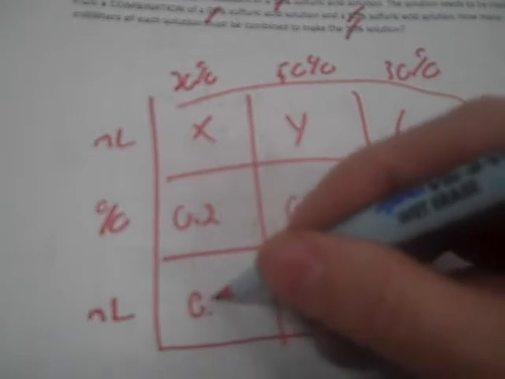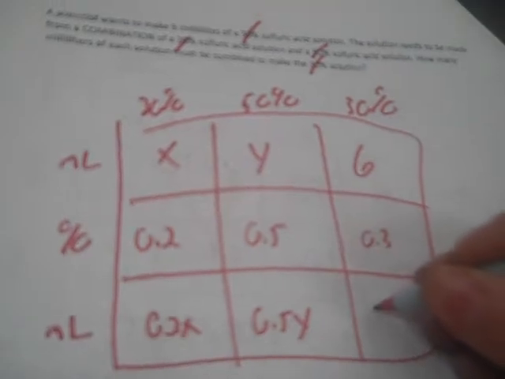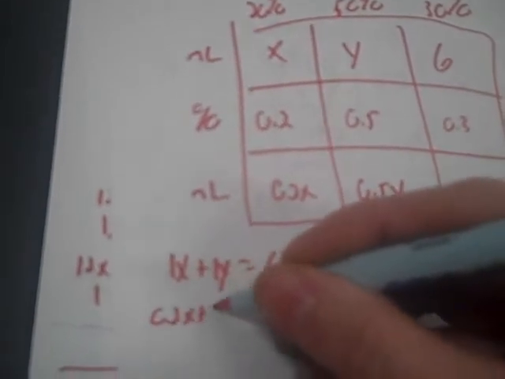Okay, now cross all those percents out. And the only thing I see for milliliters is 6, and that's of 30%. So that goes in the 30% column. That's X, that's Y. So we're going to have 0.2x, 0.5y, and 6 times 0.3 is 1.8. So again, I have a system that I need to work with. x plus y equals 6, and 0.2x plus 0.5y equals 1.8.